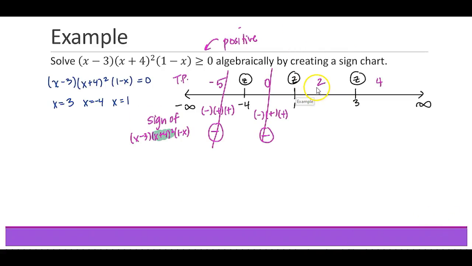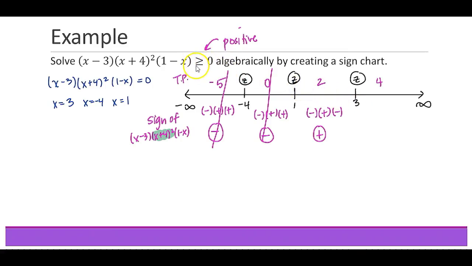So now we substitute in 2, so we get 2 minus 3, that's a negative. I said the middle is always positive. But now 1 minus 2, that's a negative 1. So altogether, I have a positive. So I have two negatives, they're going to cancel and give me a positive. So I do want this interval here between 1 and 3.